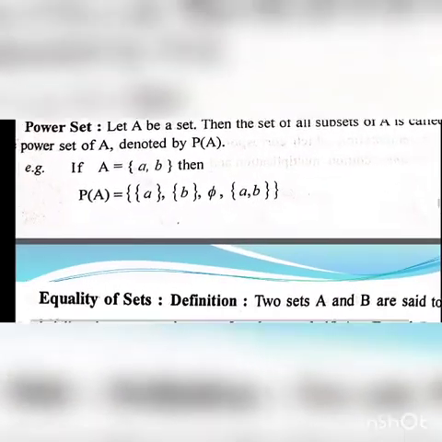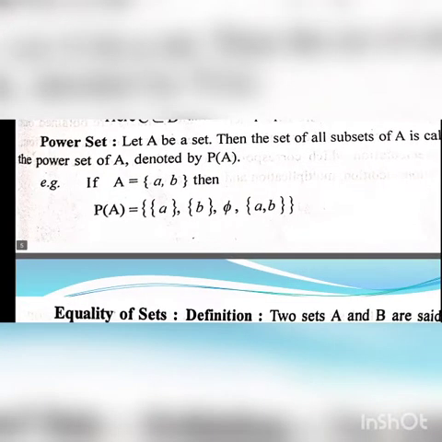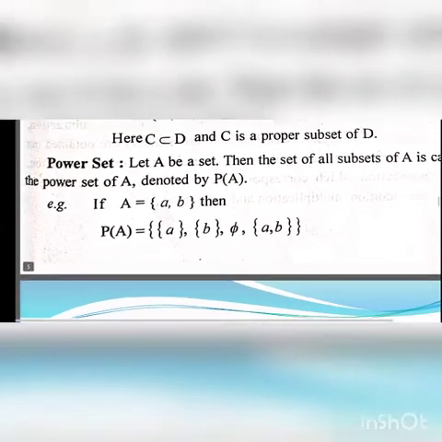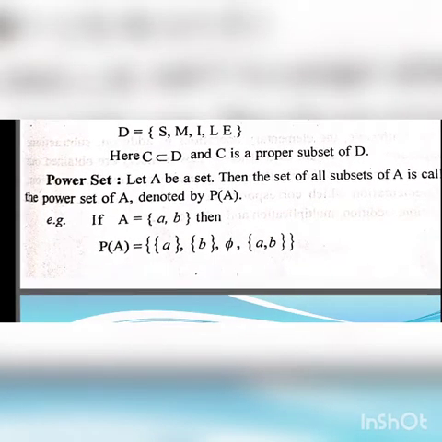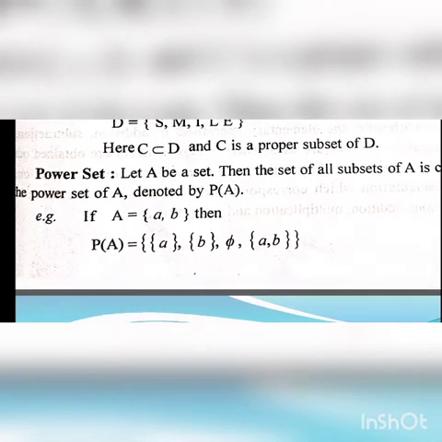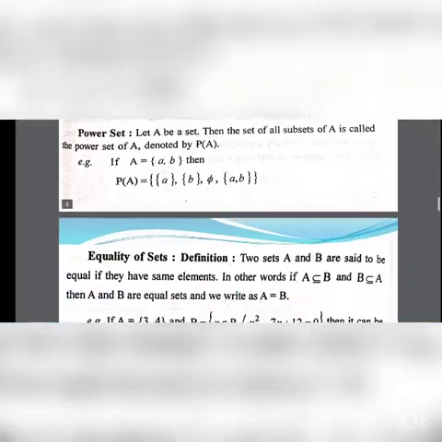If the set A equals {a, b}, then what can be the power set of A? All the subsets of set A. Okay, the singleton set {a} is also a subset of A. The singleton set {b} is also a subset of A. And we know that phi is a subset of every set. Therefore, phi is also a subset of A, and A itself is also a subset of A. Therefore, {a, b} is also a subset of A. So here these four are the subsets of set A. Therefore, these are the power set of A.